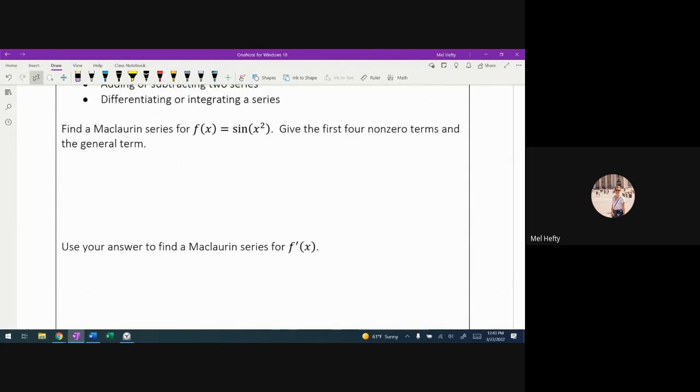Notice these directions, kind of going back to some of James's questions earlier, ask for the first four non-zero terms and the general term. That's basic directions for pretty much every question like this you're going to get. So how would I do this?